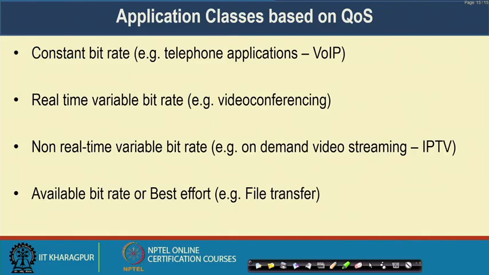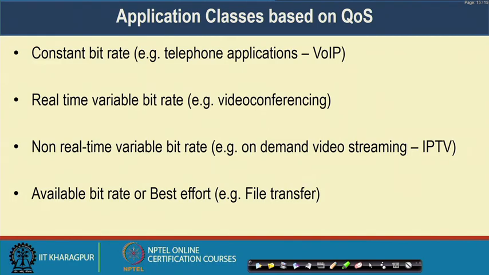The third one is non-real time variable bitrate like on-demand video streaming, for example, television service over IP network. If you want to watch TV over an IP network, it is a variable bitrate. At the same time, it need not be in real time. And then available bitrate service or the best effort service like file transfer services.